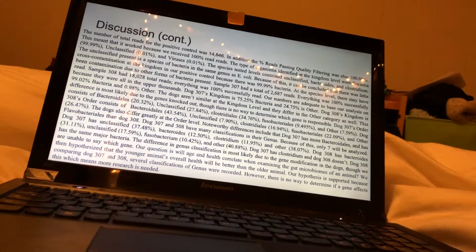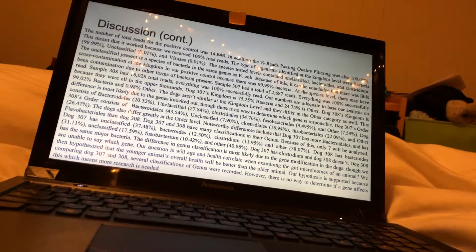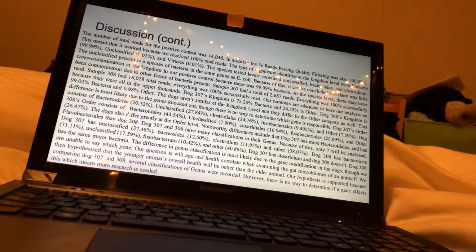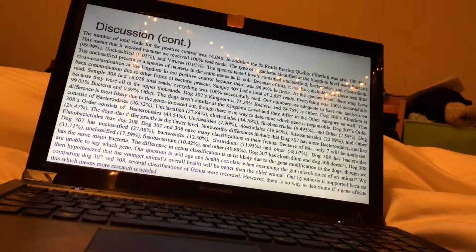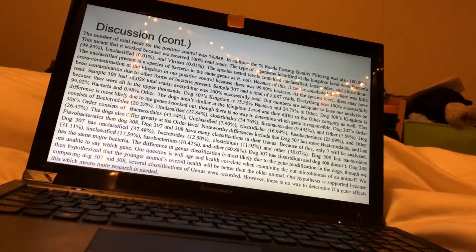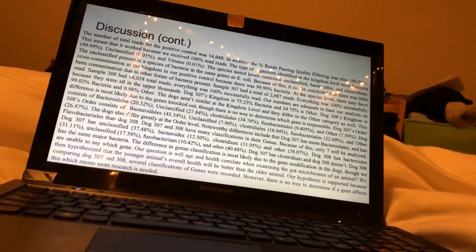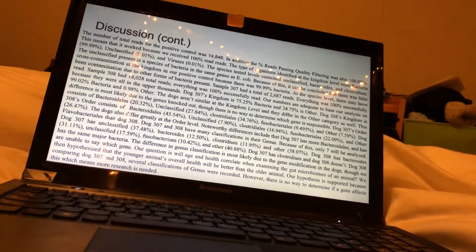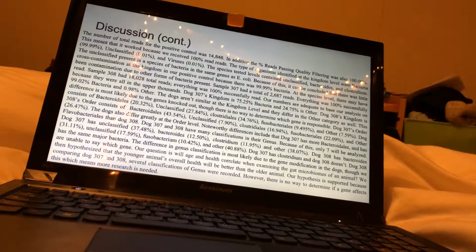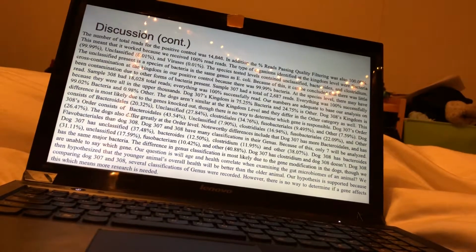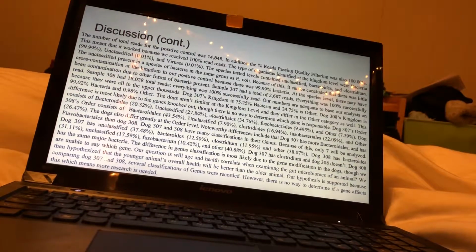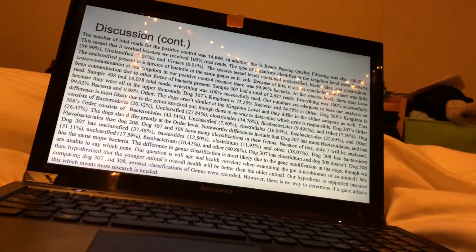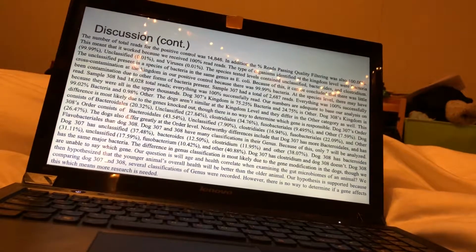So back to our question, whether or not age and health will correlate when examining our gut microbiomes. We hypothesized that our younger animal's overall health would be better than the older animal, and our hypothesis was supported by our results because comparing Dog 307 and 308, several classifications of genus were recorded. However, there is no way to determine if gene affects this, which means more research is needed. Also, as I stated before, the fact that the older dog, 308, had viruses present just shows simply that the younger dog is healthier.